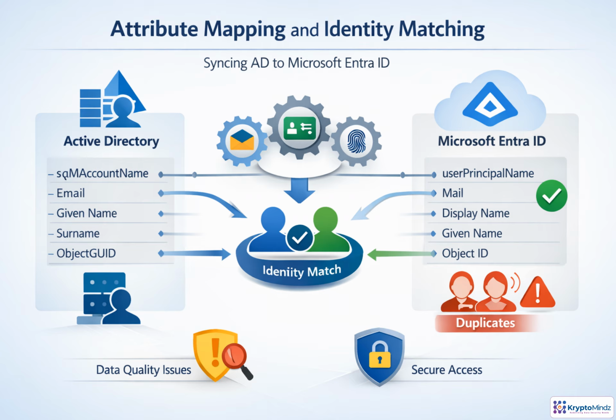A mismatched UPN, duplicate email address, invalid proxy address, or missing required name value can stop provisioning or break access. Keep mapping standard unless a clear business requirement justifies customization.